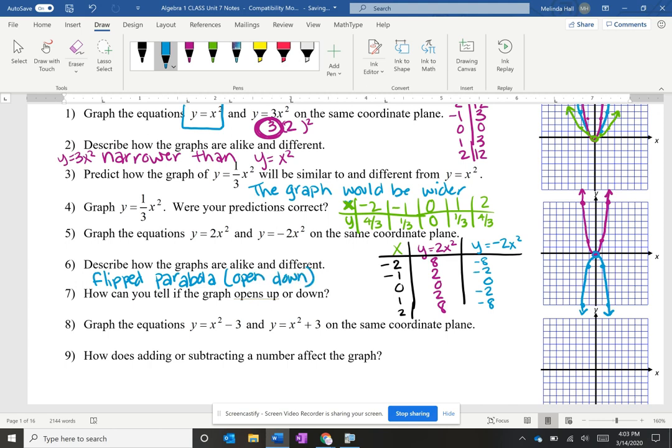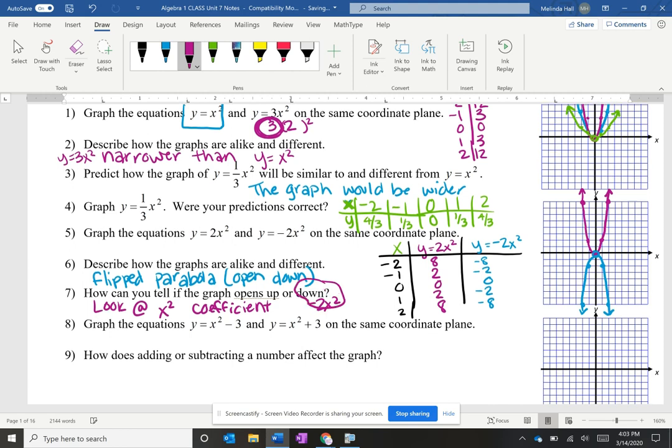So in order to tell if a graph opens up or down, you look at what's in front of the x squared. And another fancy word for that is just coefficient. Coefficient. Okay, and so that means that if I have negative 2x squared, that's going to open down.